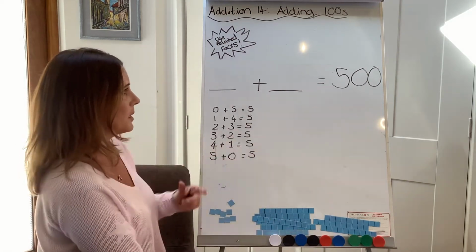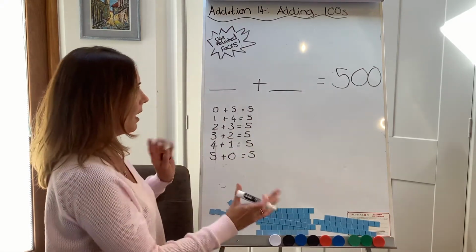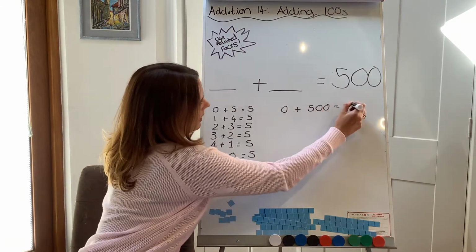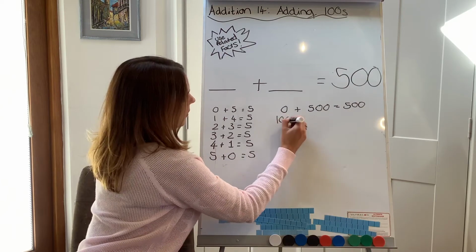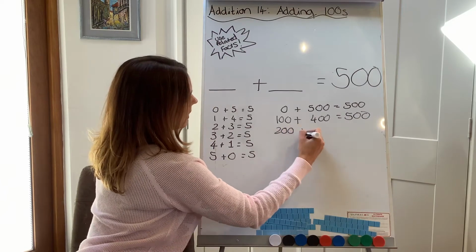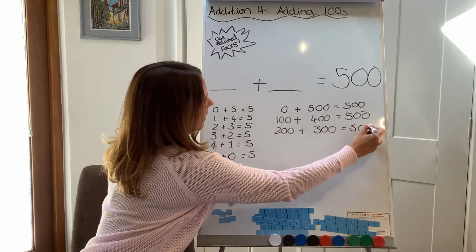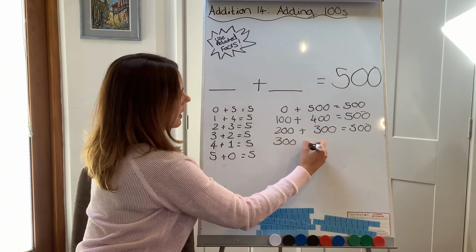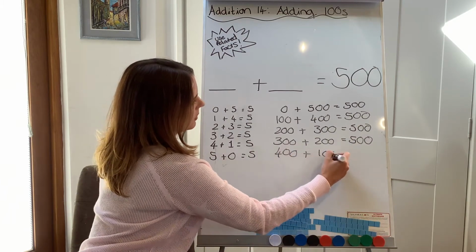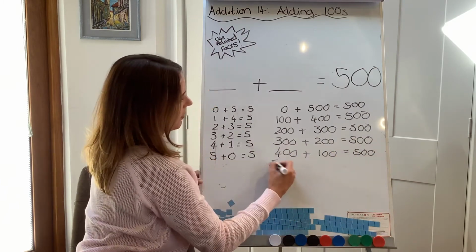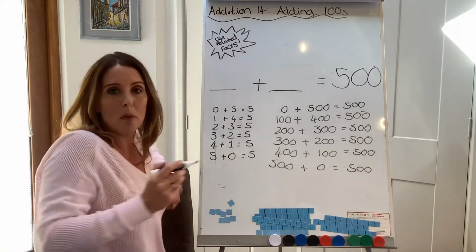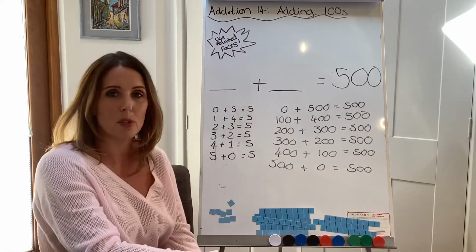I can use that to help me to think 100 times bigger, what multiples of 100 will go there? Well, 0 and 500 is equal to 500. 100 and 400 is equal to 500. 200 and 300 is equal to 500. 300 and 200 is equal to 500. 400 and 100 is equal to 500, and 500 and 0 is equal to 500. And I have found all the possible multiples of 100 that can go in those spaces.